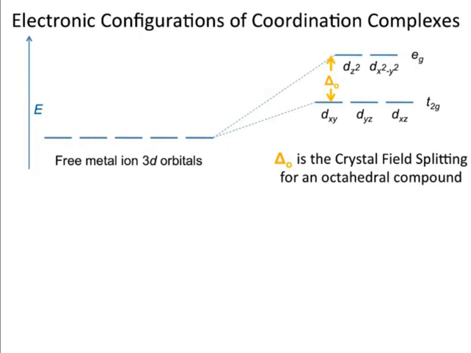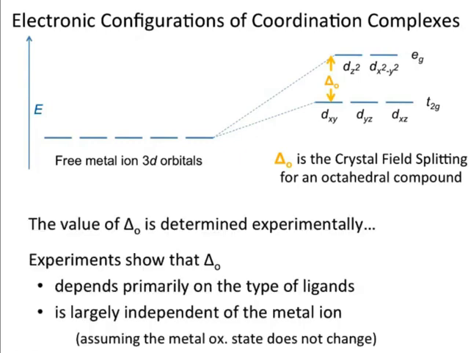Okay, so that's the old news. The new news is about delta, the crystal field splitting for an octahedral compound. The value of this is determined experimentally. Experiments show that the delta for octahedral depends pretty much just on the ligand. Even when you're moving around in the same row of the transition metals, it's still dependent mostly on the ligand. There's a little change when you switch metal, but it's not as much as when you switch ligands. And this is also assuming that the oxidation state does not change.